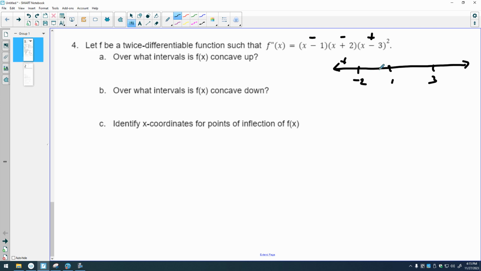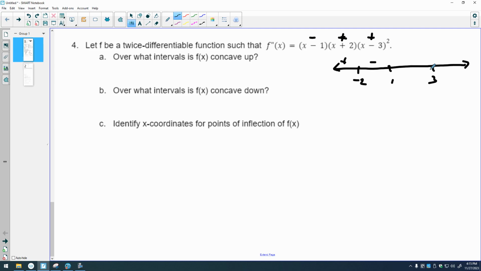Put in something between negative 2 and 1. Based upon what I learned last year in pre-calculus, it should switch signs, and this should be a negative. But let's just double check. Putting in 0: 0 minus 1 is negative, 0 plus 2 is positive, and a negative times a positive is negative.